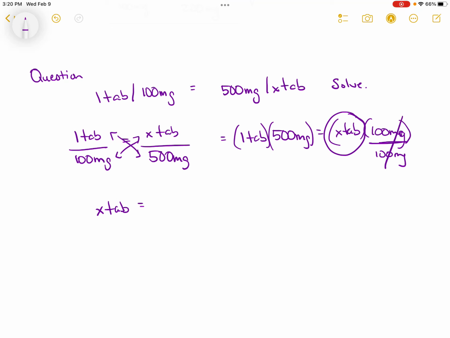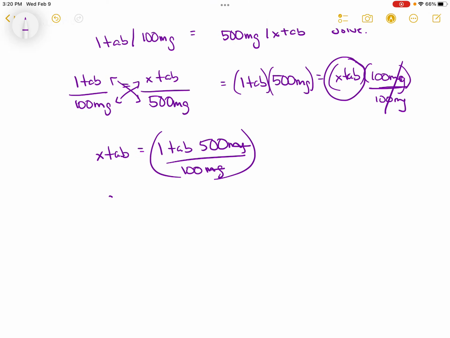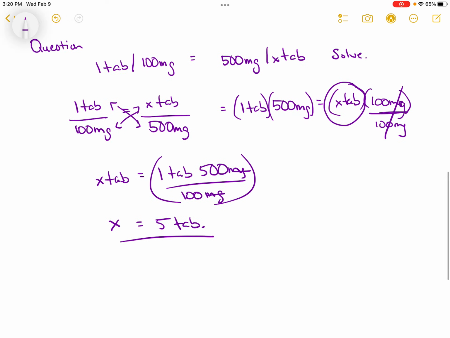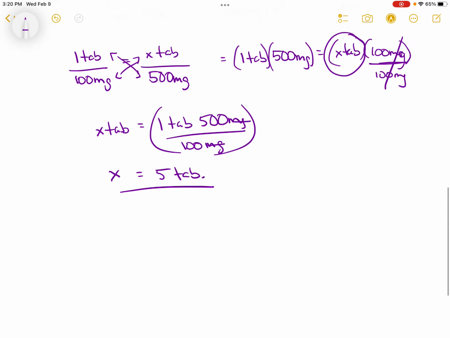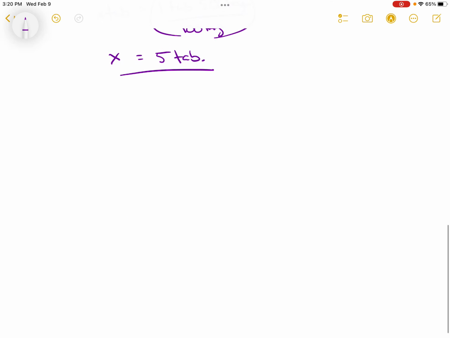So X tabs equals 1 tab times 500 milligrams divided by 100 milligrams, okay? We can get rid of our milligrams because they are the same value. So X is 500 essentially divided by 100, which equals 5 tablets. So there we have that right there, and we've solved this question. Perfect.